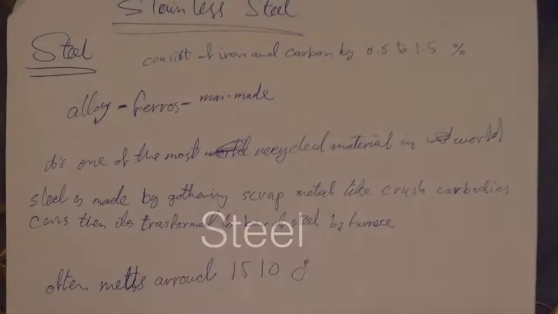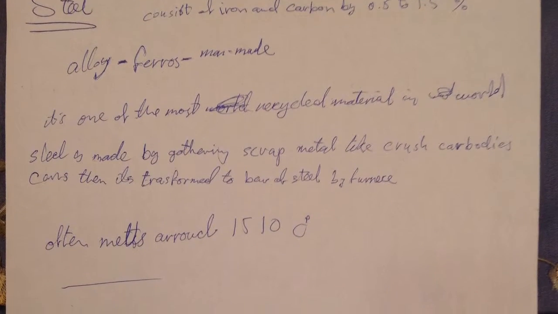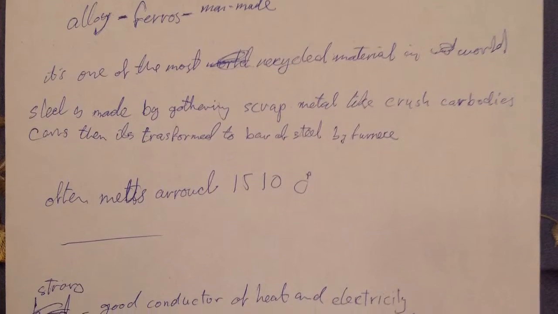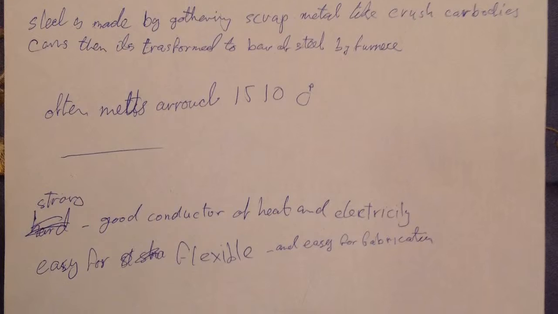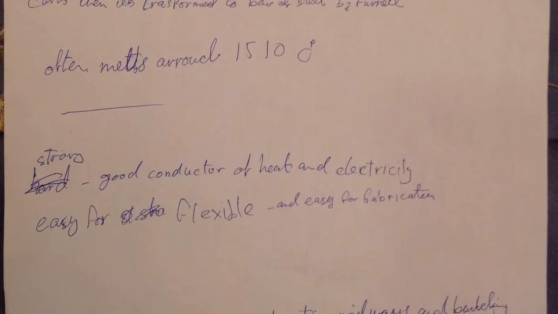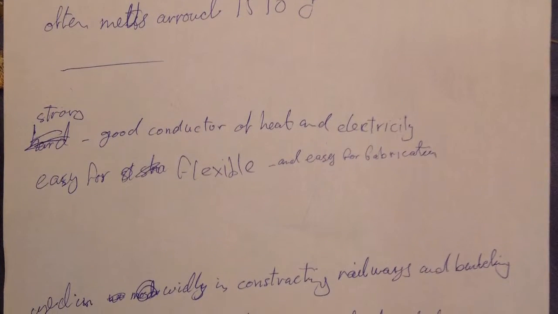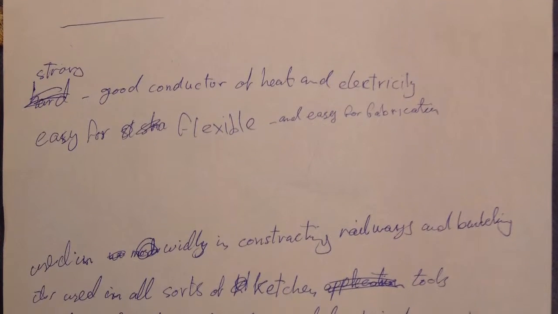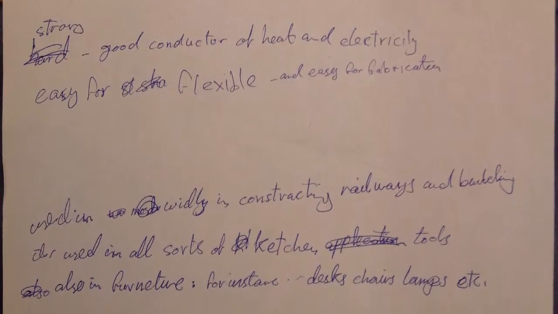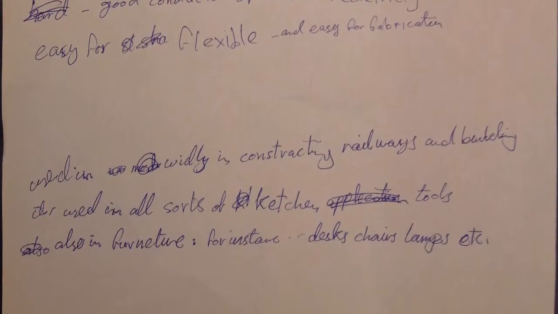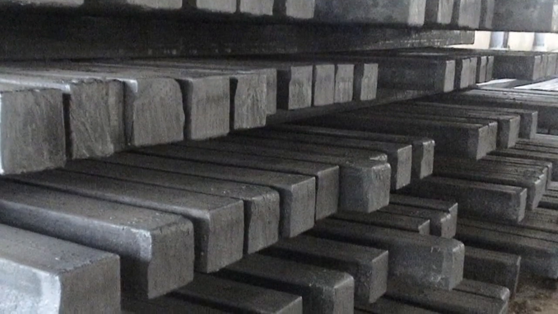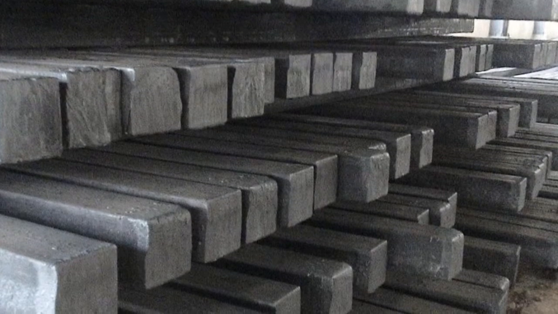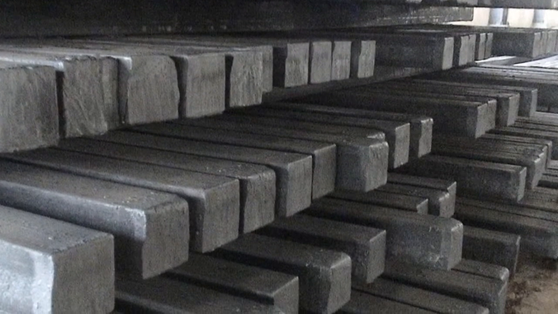My second element is steel. Steel consists of iron and a little carbon, from 0.5 to 1.5% carbon. It's an alloy. It's ferrous and man-made. It's one of the most recycled materials in the world. Steel is made by gathering scrap metals like crushed car bodies and cans. Then it's transformed into bars of steel in the furnace. It often melts at around 1510 degrees Celsius.